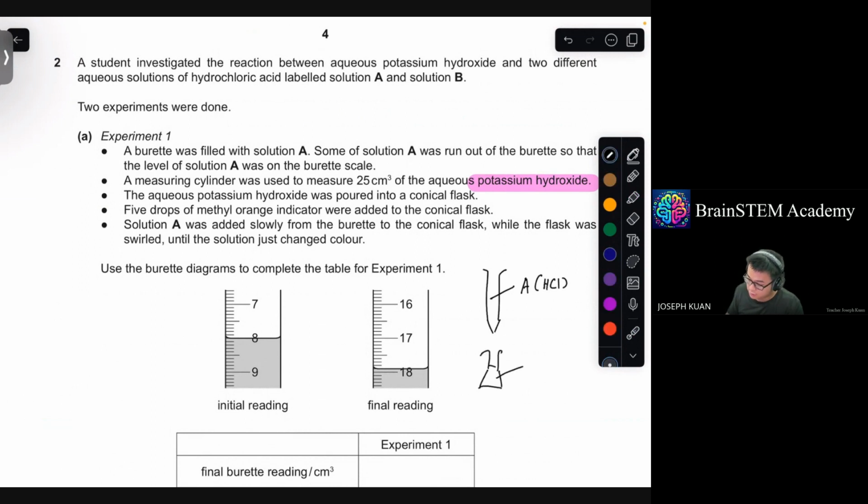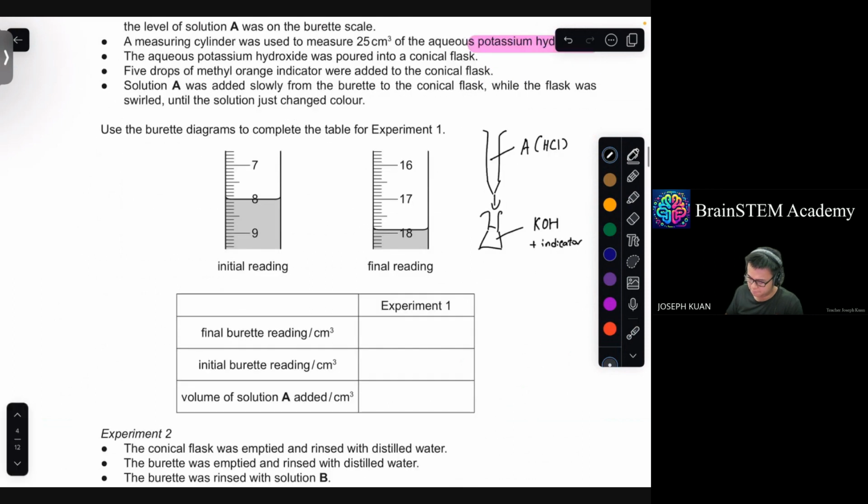So this is potassium hydroxide. The burette contains hydrochloric acid. The conical flask contains potassium hydroxide. And then 5 drops of methyl orange indicator were added to the conical flask. Solution A was added slowly from the burette to the conical flask, while the flask was swirled until the solution just changed color. Use the burette diagrams to complete the table for experiment 1.